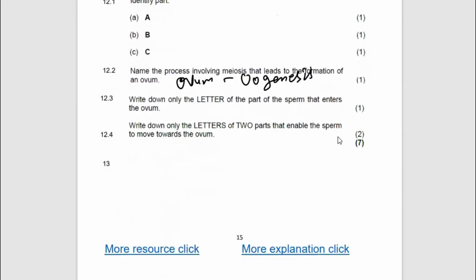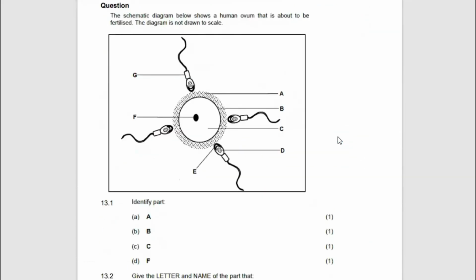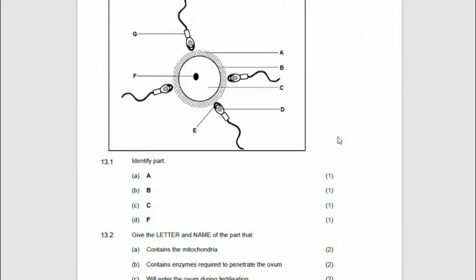Yes. Then they are saying that now we are going to the process of fertilization. The schematic diagram below shows a human ovum that is about to be fertilized. The diagram is not drawn to scale. All right, they're saying what is part A? We saw that part A is the jelly-like layer. What is part B? Remember, part B comes up to here, up to there. That dark layer.